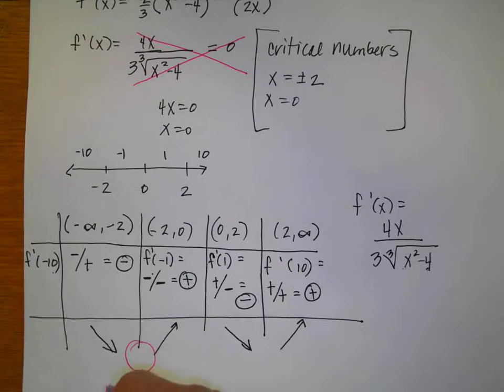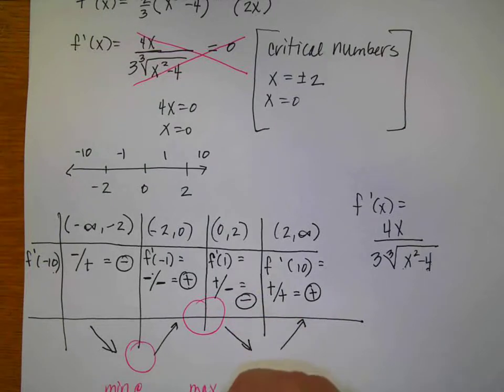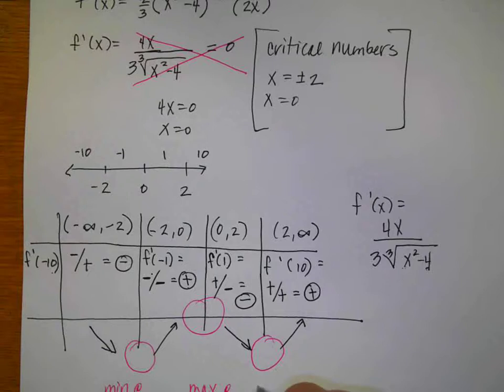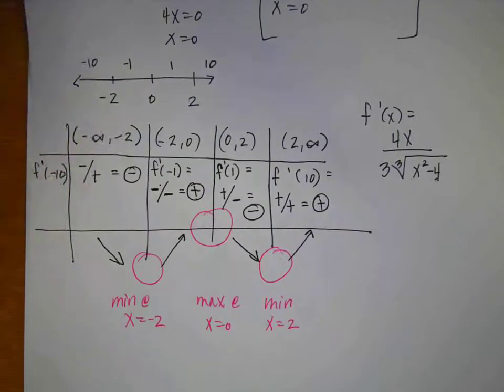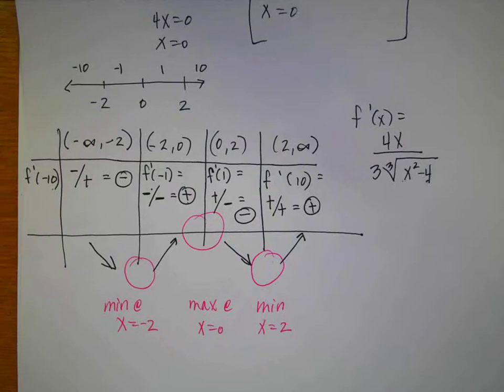Right here, I have decreasing to increasing, so this is going to be a minimum at x is equal to -2. Up here, I have a positive and a negative slope, so this creates a maximum at x is equal to 0. And then down here, I go negative to positive. This is another minimum, and it's going to be at x is equal to 2. So that allows me to have some criteria about my function.